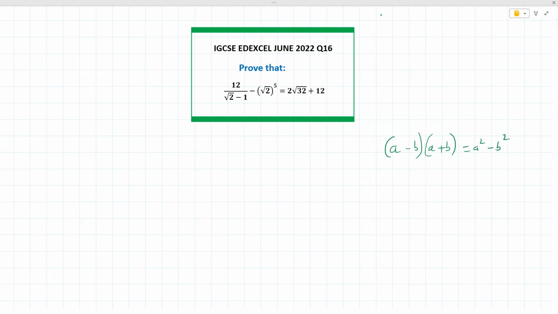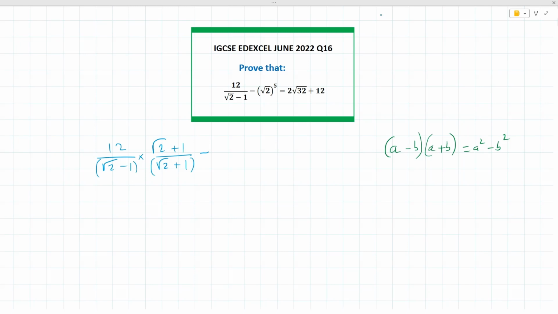So we can start by doing this on the left hand side. We can say that we have 12 divided by the square root of 2 minus 1, and we multiply the top and the bottom by the square root of 2 plus 1. So what we're doing here is multiplying by the conjugate of root 2 minus 1, and in doing so we're creating the difference of two squares at the bottom, which is going to give us root 2 squared minus 1 squared, which will be nice to deal with.